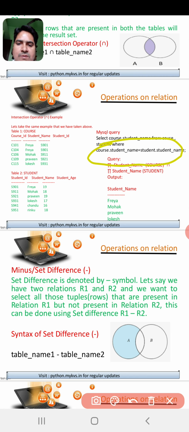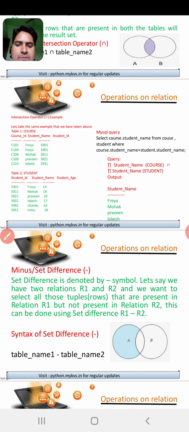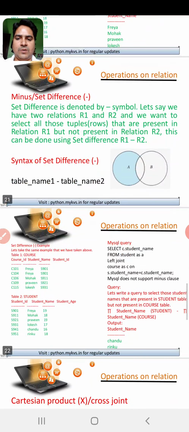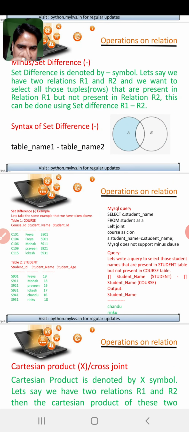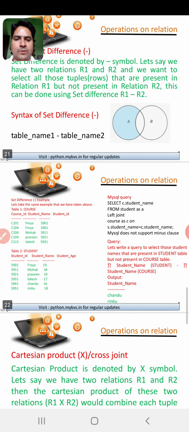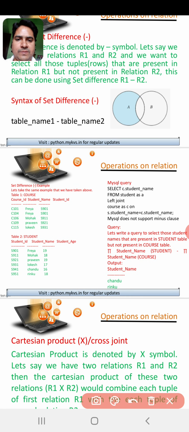Okay, we will move to the next. Minus or set difference. A minus B means only A. I have already discussed. Now you can see query. Simplest form of query. There is a correction in the query. You may note it for correction. Here, select C dot student name. In place of C, there will be S. From student as S. Alias S is given for student.